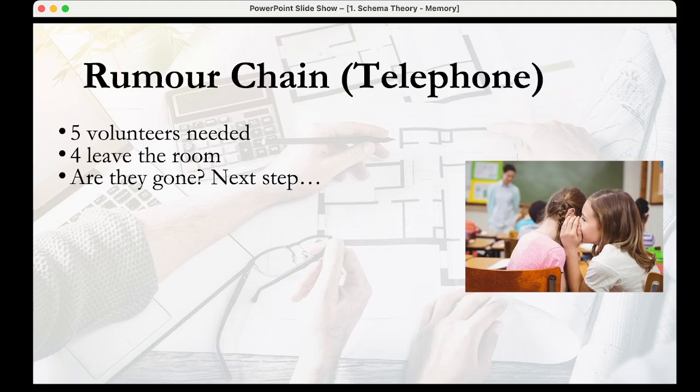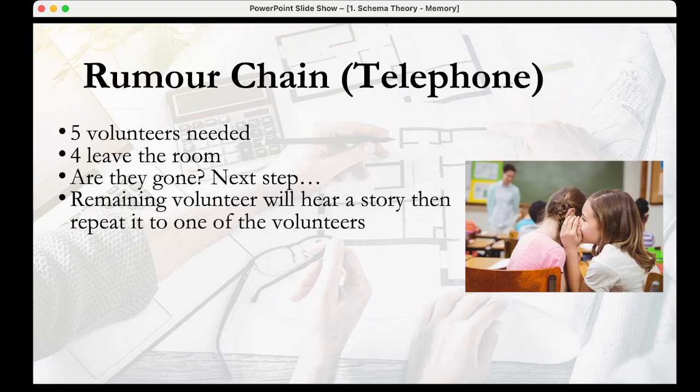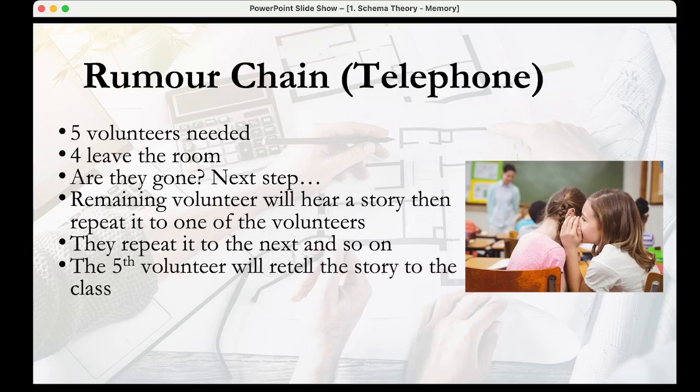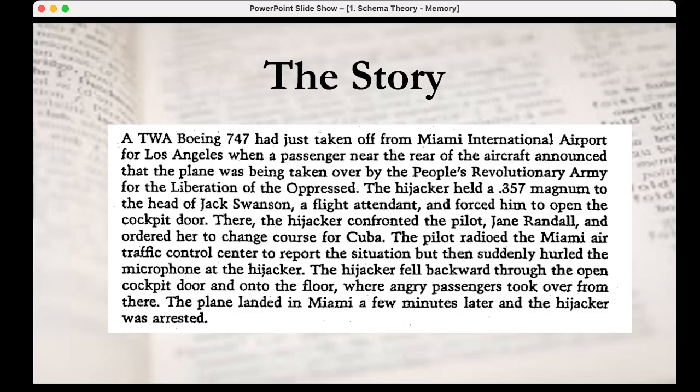5 volunteers, 4 leave the room. I've tried to put the slides here so you can just use these for your plans. You don't have to do too much extra planning. The remaining volunteer hears the story, and the rest of the class hears how the story changes.